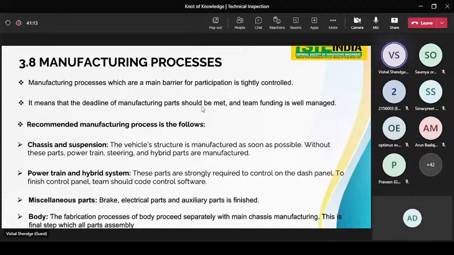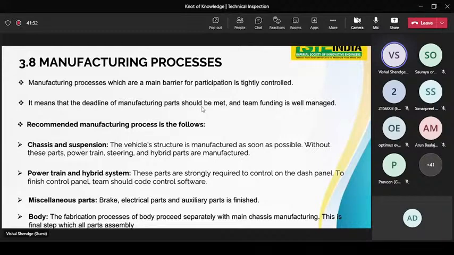Steering and hybrid parts are manufactured, which are independent of each other. Then the powertrain and hybrid system. These parts are strongly required to be controlled on the dash panel. To finish the control panel, the team should code the control software.